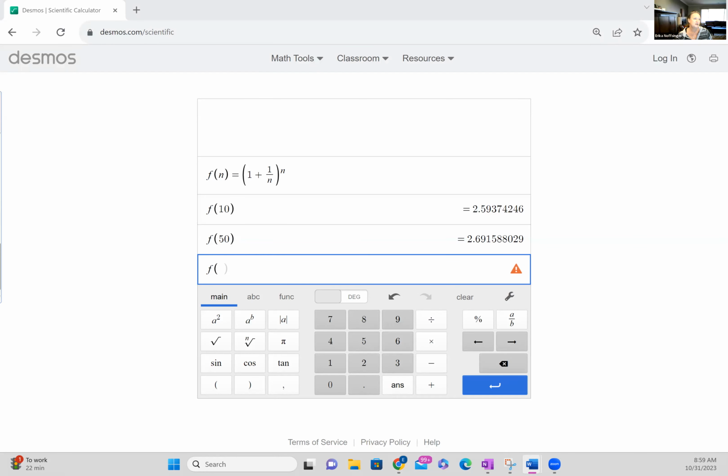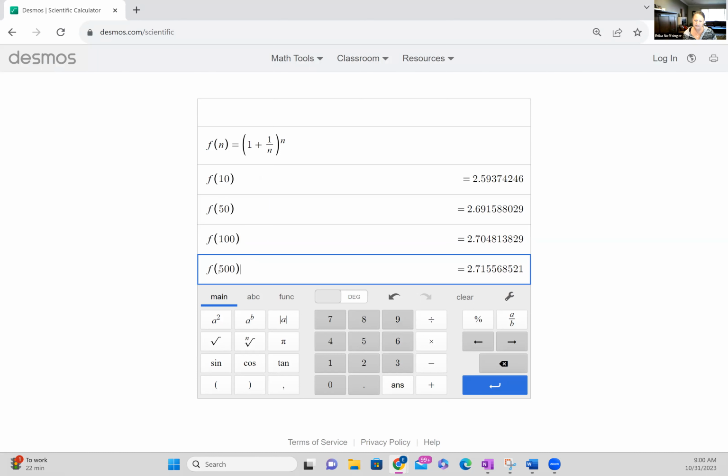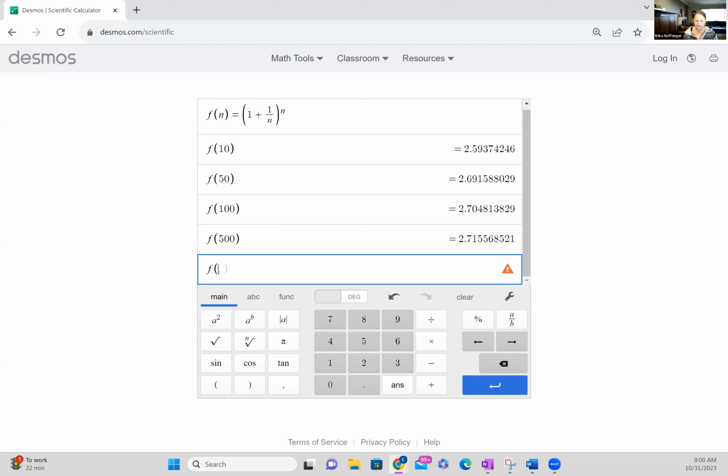So going a little further, we're looking at f of 100. So we get 2.704. If we look at f of 500, we get 2.71. So we're getting closer together. So f of 1,000, we get 2.716. So two of the decimal places are the same, the 0.71. If we do f of 10,000, notice we get 2.71, so same as above, and then we have an 8. f of 100,000 gives us, again, 2.718.